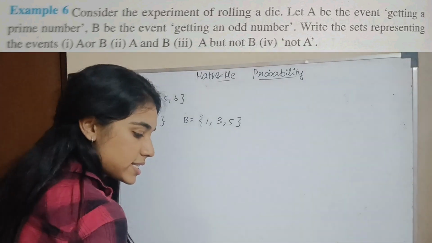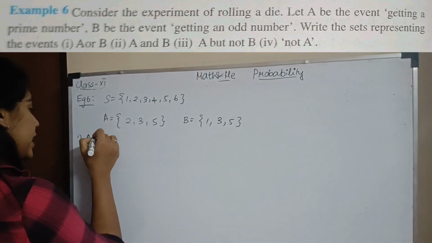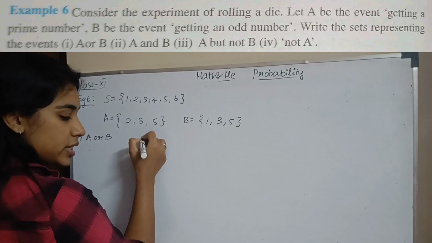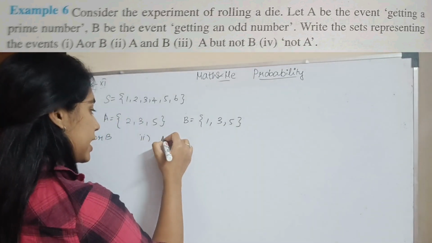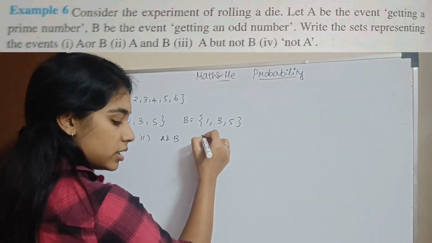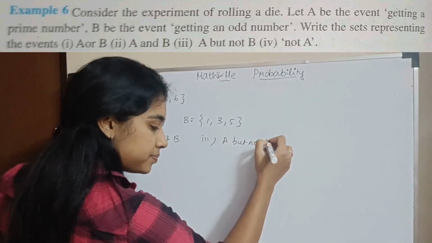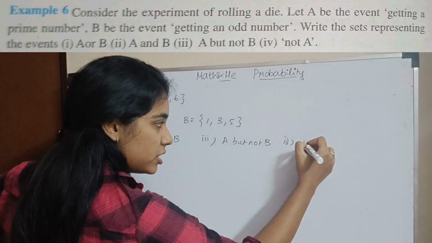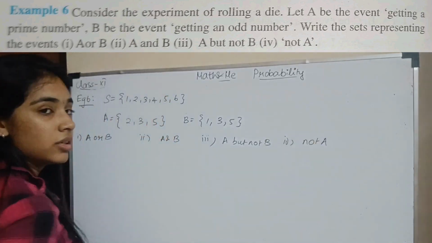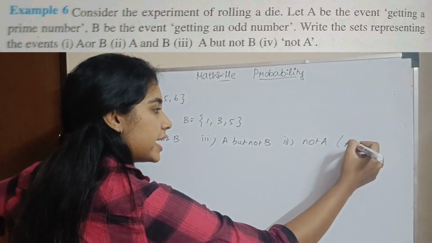Okay. So what are they asking? First subsection A or B. Second subsection A and B. Third subsection A but not B, and fourth subsection not A, which is the complement. Okay, not A na, it is A tag.